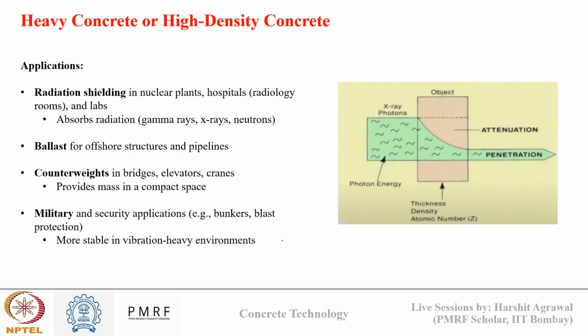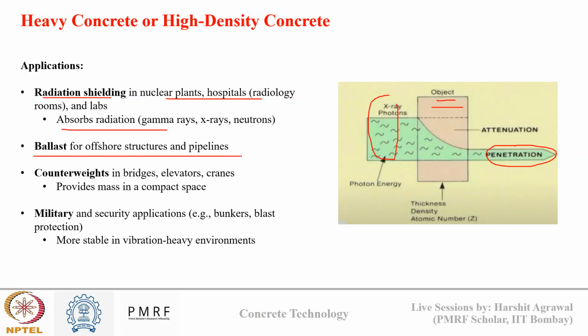Now, where is such concrete used? It is generally used for radiation shielding in nuclear plants or in hospitals, because of the high density of concrete, it absorbs radiation. You can see there is high radiation on this side. This object is my high density concrete, and only a small radiation was able to penetrate. The remaining got attenuated because of the high density of concrete. Heavy aggregates absorb the radiation and prevent penetration of radiation through the structure.